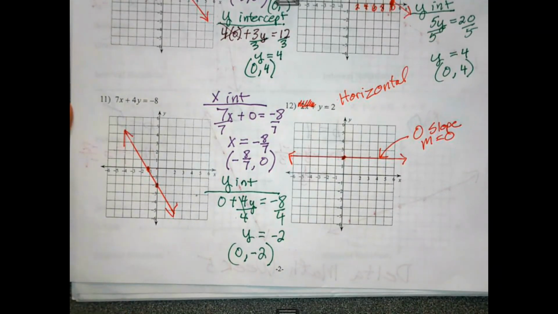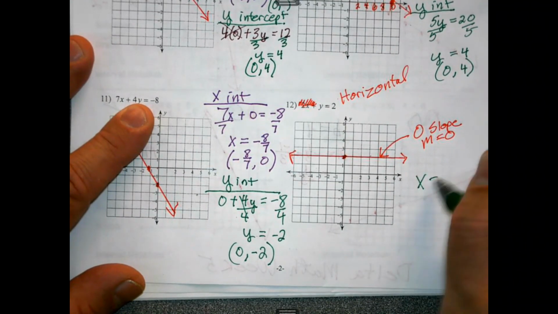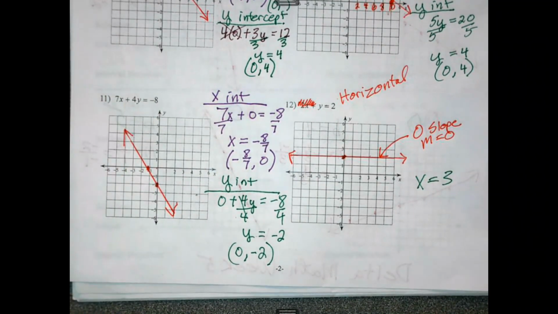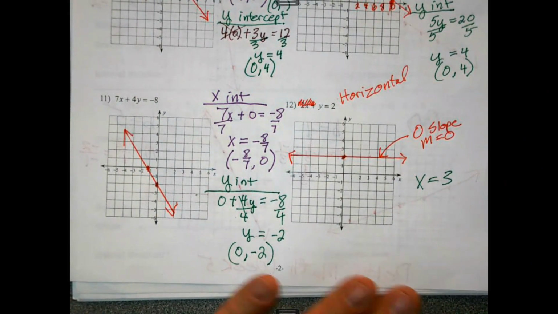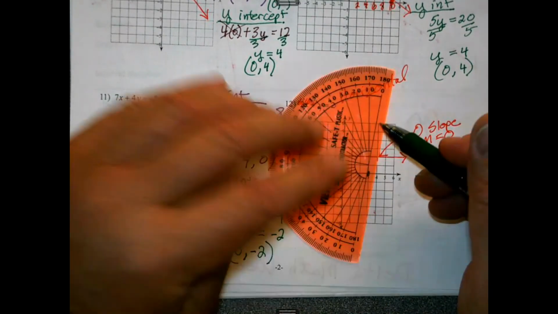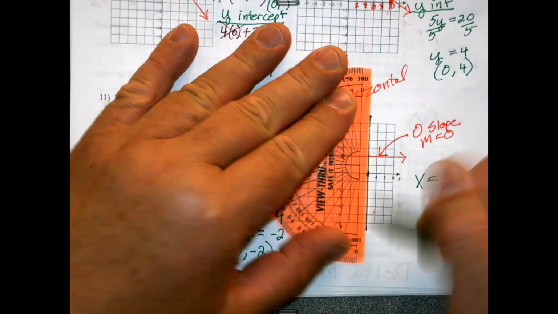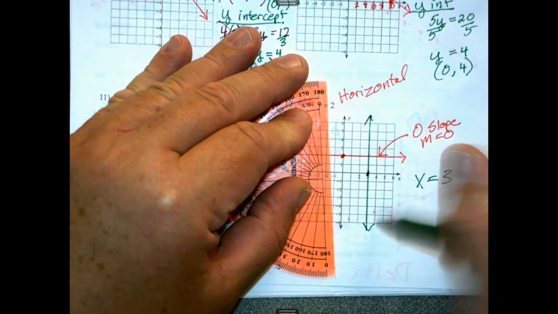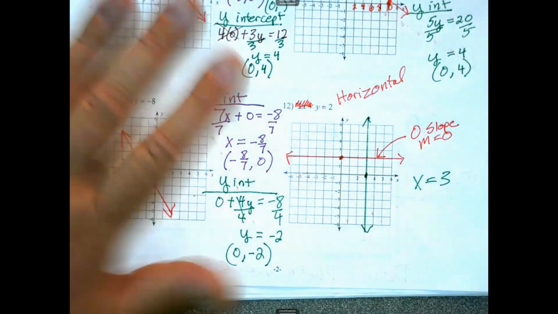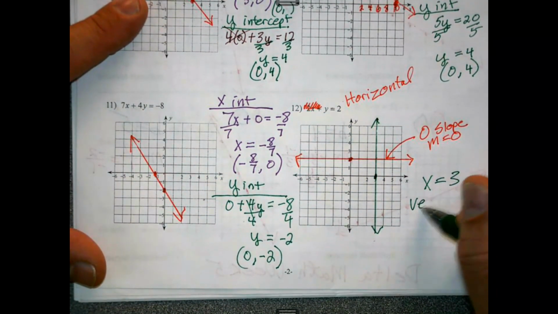I'm going to change this up for you. What if I have x equal 3? Vertical line at x equal 3. Cool. You guys had very good Algebra 1 teachers. Awesome. Okay, so I have a vertical line.